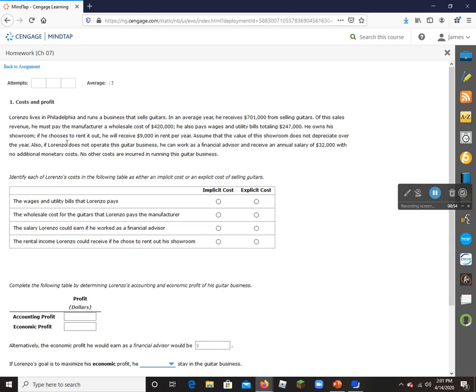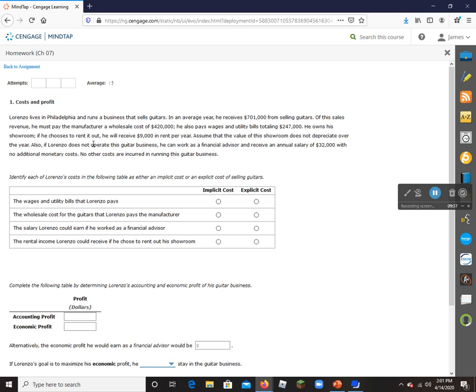He owns his showroom. If he chooses to rent it out, he will receive $9,000 in rent per year. So if he rented out the showroom, he could be bringing in $9,000 in rent per year. That $9,000 in rent is the opportunity cost of using the showroom to sell guitars for his business. So that $9,000 in rent per year he could earn is an implicit cost. An accountant isn't going to count that. Assume the value of the showroom does not depreciate over the year.